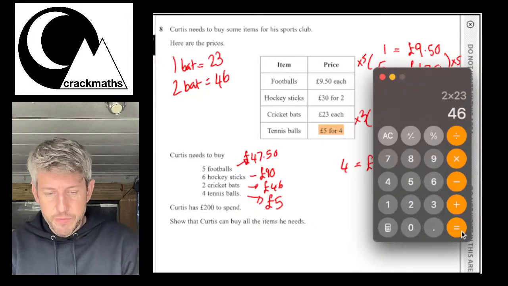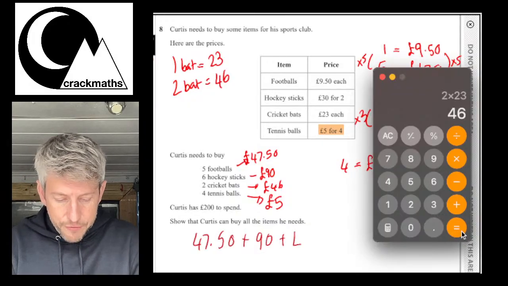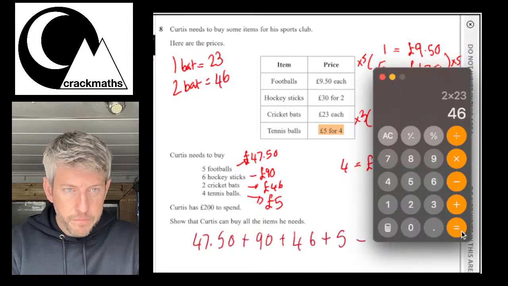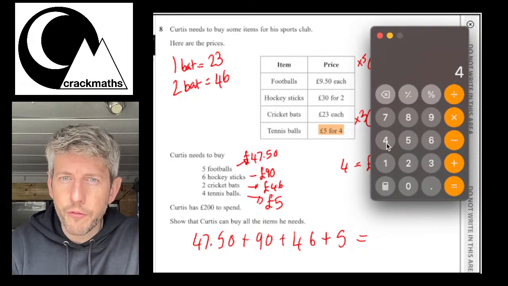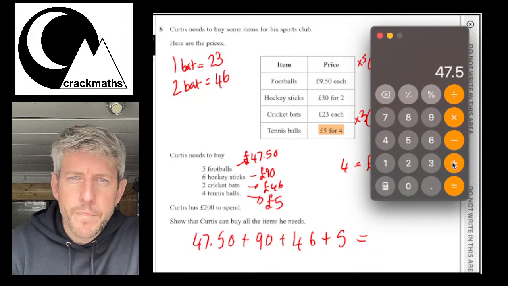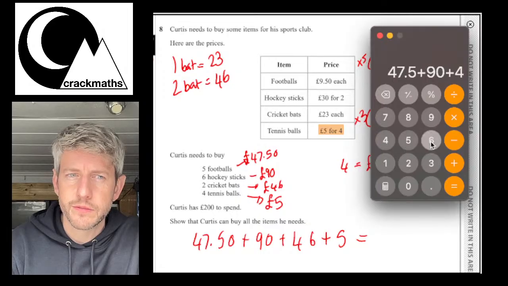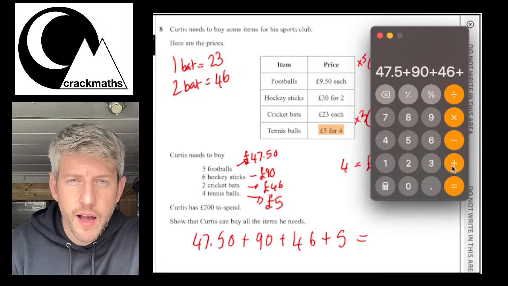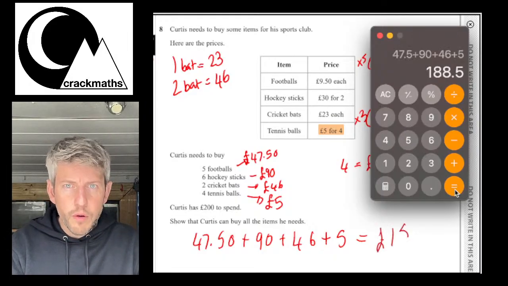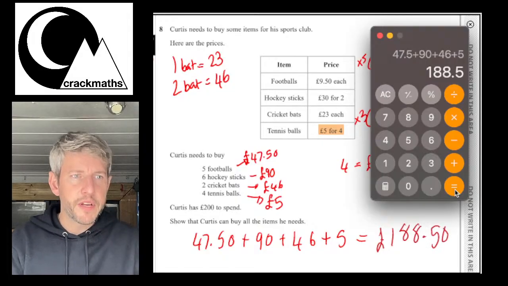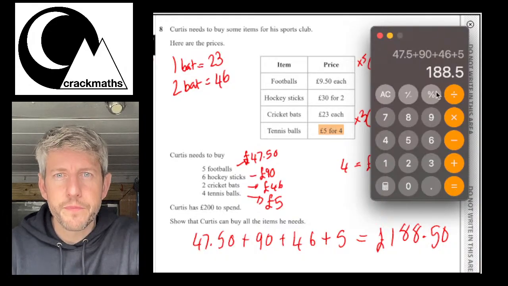Now, we want to see if Curtis can afford all of this stuff. So we then just need to add these prices together. So we've got £47.50, add 90, add 46, add 5. And we can do that all on the calculator and find out what that equals. So here we go, we've got 47.50. Add 90. Add 46. Add 5. Let's see what that's given us. There we go. So we can see that he can buy all of that for £188.50. Okay, wonderful. Right, let's move on to the next question.